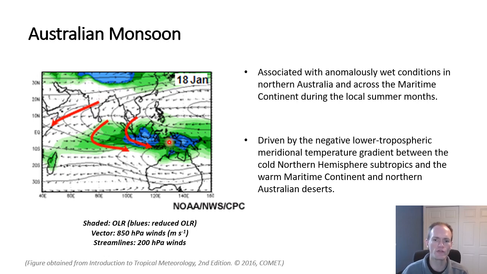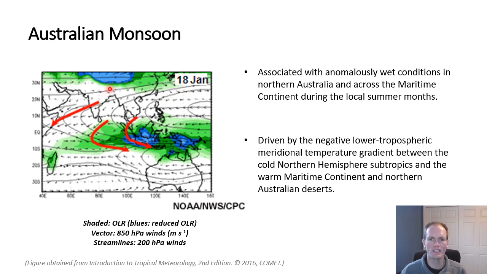This monsoon is driven by the negative meridional temperature gradient between relatively warm conditions, dry over the northern Australia deserts, moist over the maritime continent, and cold conditions of Eastern Asia and the western North Pacific Ocean.